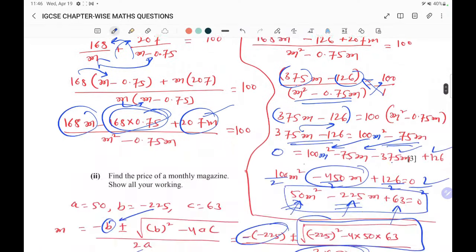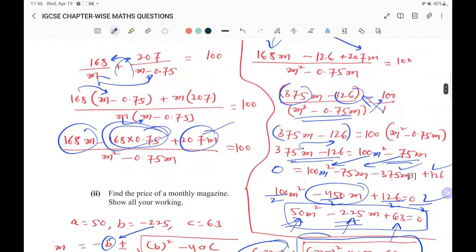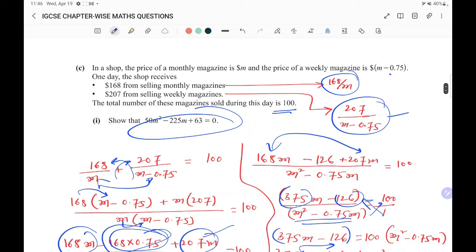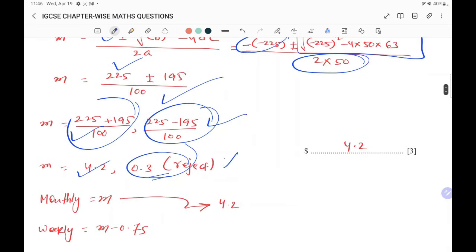Now, see, if you consider M as 0.3, then what will happen over here? Please check. This will be 207 over 0.3 minus 0.75, right? So 207 from weekly magazines. So the total number of weekly magazines will be negative, right? It is not possible. The number of weekly magazines should be greater than or equal to 0, so it cannot be negative. So that's why we have to reject it.